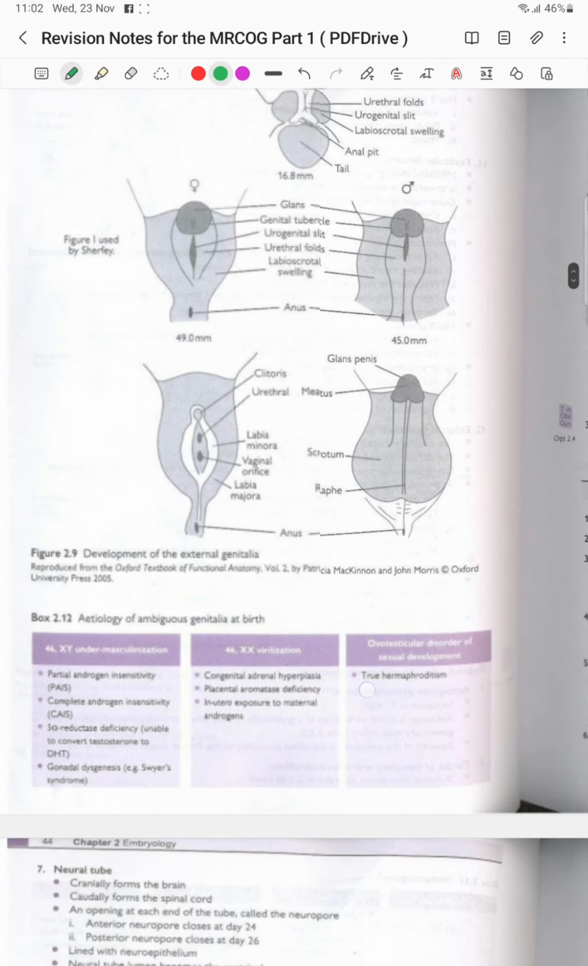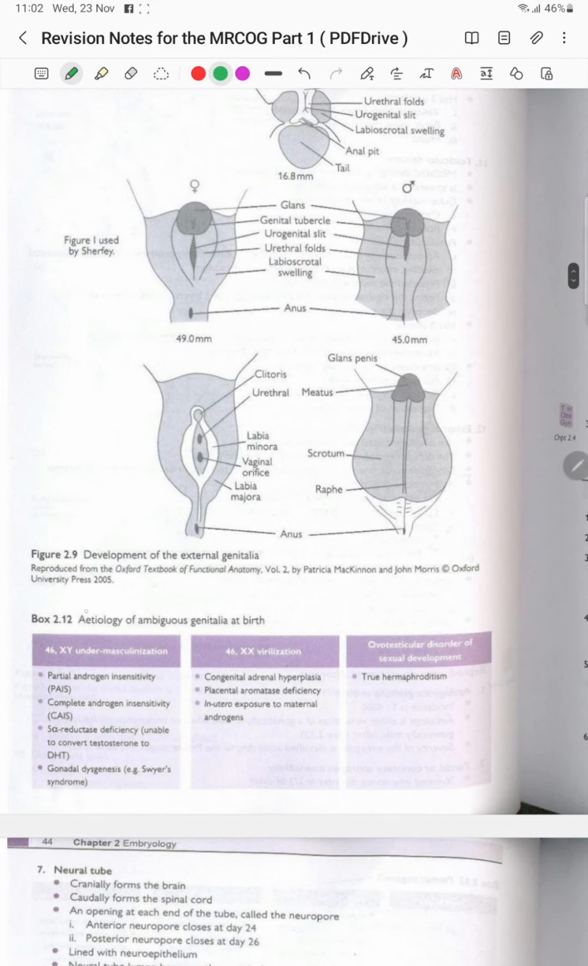Here again is a diagram, and now moving towards the etiology of ambiguous genitalia at birth: 46XY undermasculinization, partial androgen insensitivity and complete androgen insensitivity, 5-alpha reductase deficiency, and gonadal dysgenesis. 46XX virilization: congenital adrenal hyperplasia, placental aromatase deficiency, and in utero exposure to maternal androgens. And ovotesticular disorders of sexual development, the true hermaphroditism.